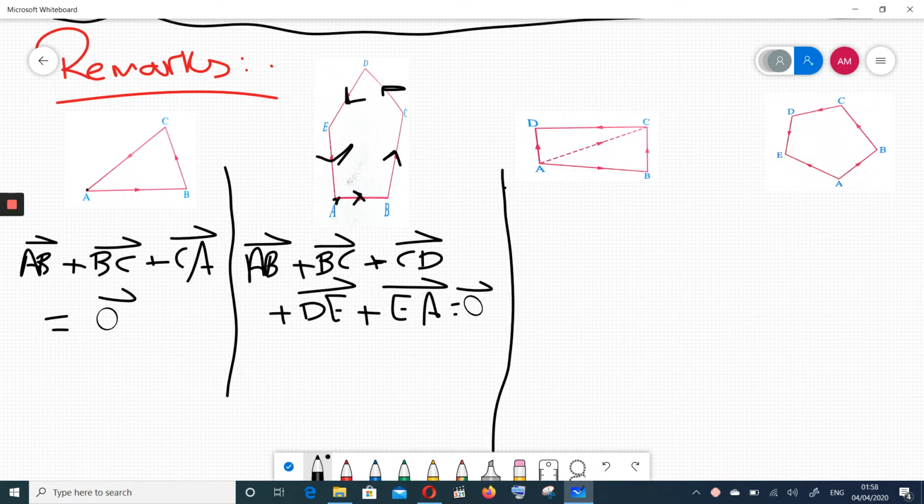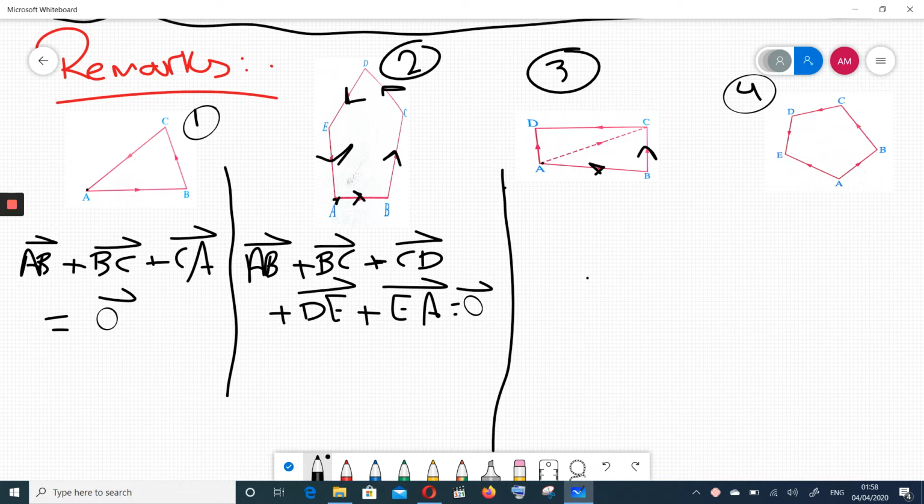Okay, case number 3. This is number 1, number 2, number 3, and this is going to be number 4. Case number 3: the vector AB, starting point here also is A, plus BC. The answer is going to be what? Yes, it's AC.